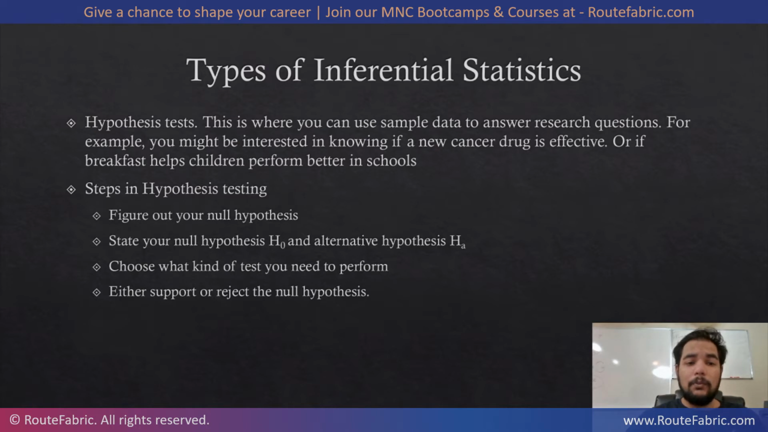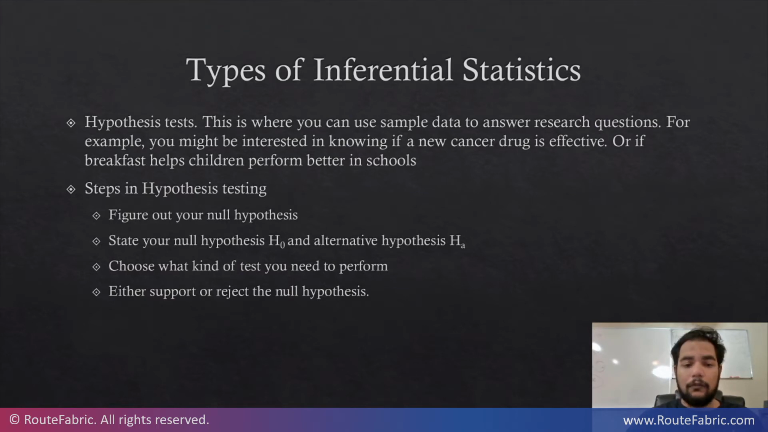For example, you might be interested in knowing if a new cancer drug is effective, or if breakfast helps children perform better in schools. The first step is to find your null hypothesis and your alternative hypothesis. Then state your null hypothesis and your alternative hypothesis. Choose what kind of test you need to perform, either to support or reject the null hypothesis.